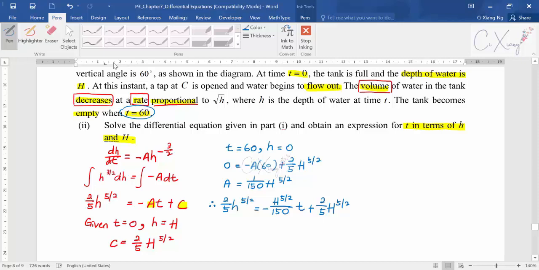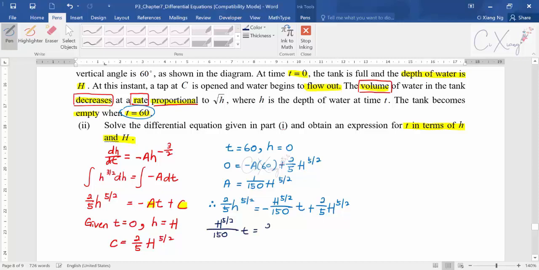Okay, so now the challenging part is coming. They want you to express the final answer T in terms of H. Alright, so T in terms of H. So how can we do that? Right, so we can start slowly. Okay, so I will try to move all the T to one side first. So if I want to move the T to one side, then I'm having this. Move it to the left.